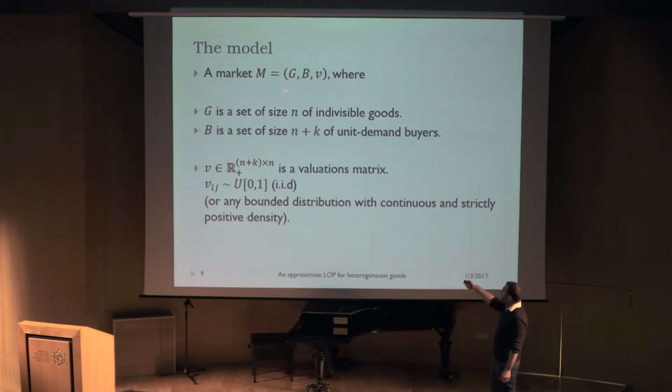Okay, so the model. We have a market with goods, buyers, and valuations. We have n goods. We have n plus k buyers, and k could be either 0 or a positive integer. And valuations is just a matrix of real numbers. For the entire talk, think about each element in this matrix being uniform 0, 1 IID. And it holds for any kind of bounded distribution which is reasonably nice, but think about uniform 0, 1.